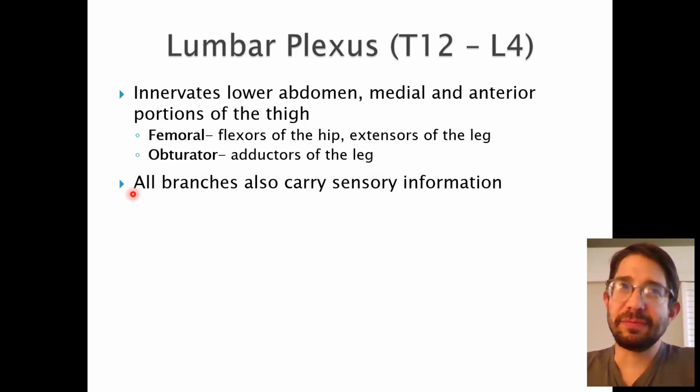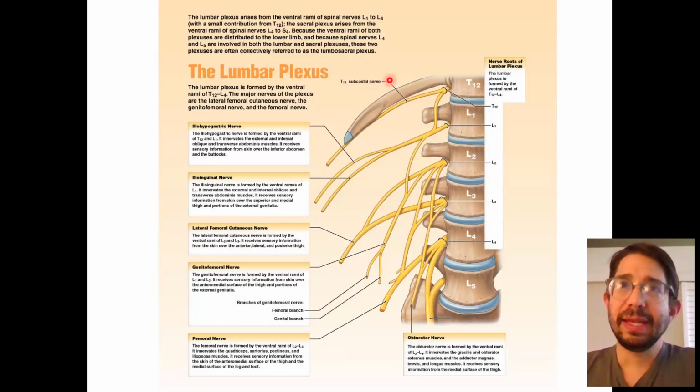Now, just like we've been learning before, these nerves also are carrying sensory information back in from the skin and from those regions. And here's the lumbar plexus with all of the intertwining nerve networks shown in full. Lots of different nerves here in the list. We're just looking a little bit at the femoral and obturator nerve and the functions of each.